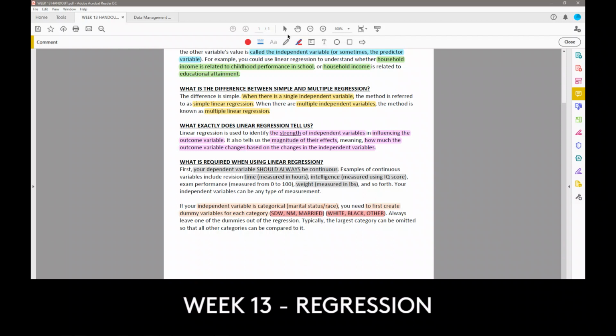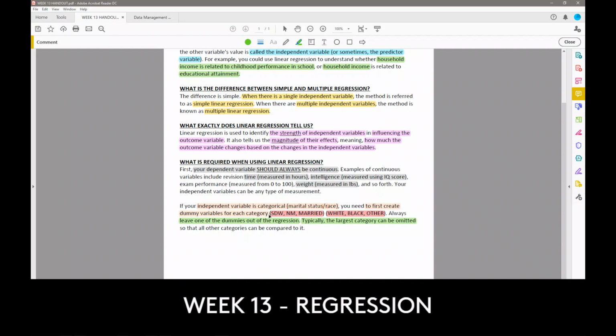One of the key things to remember when you're using categorical measures in regression is that you always leave one of the dummies out of the regression. I had mentioned that the way you decide which one to leave out is based on the frequency. So what we typically do is omit the largest category from the regression and include all of the other ones. And the coefficient that is generated for those other categories is being compared to the largest category.